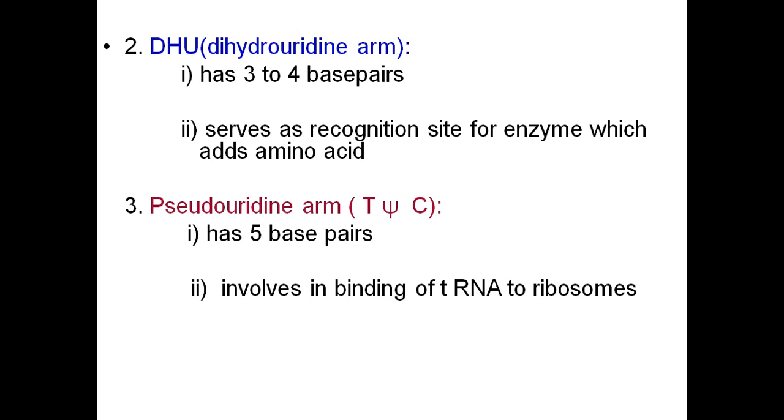The third arm is called the pseudouridine arm, also called the T psi C arm. It has 5 base pairs and is involved in binding of tRNA to the ribosomes at the time of protein synthesis.